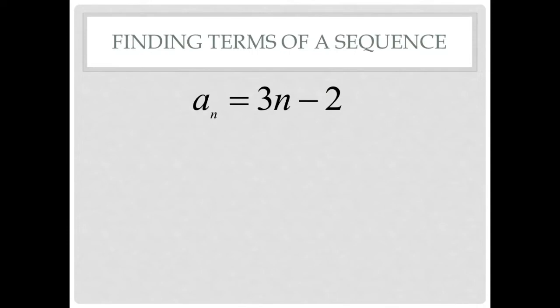Alright, here's our first example. So we have a formula, a sub n is equal to 3 times n minus 2. A sub n represents the actual term, 3 times n minus 2 is the formula to get that term. So if I wanted to find the first term, I would plug in a 1 from my n value, and what I would get is the first term, a sub 1, is equal to 3 times 1 minus 2. Which is 3 minus 2.